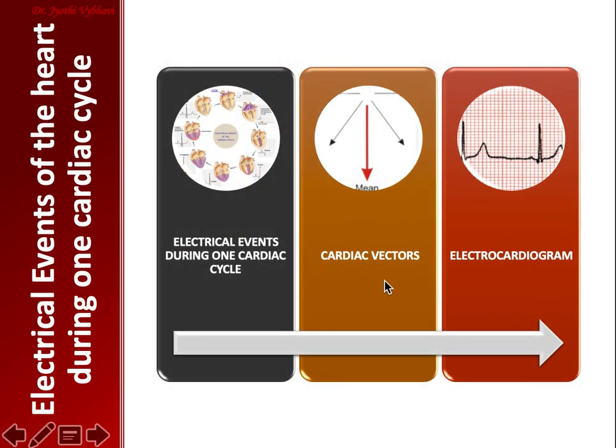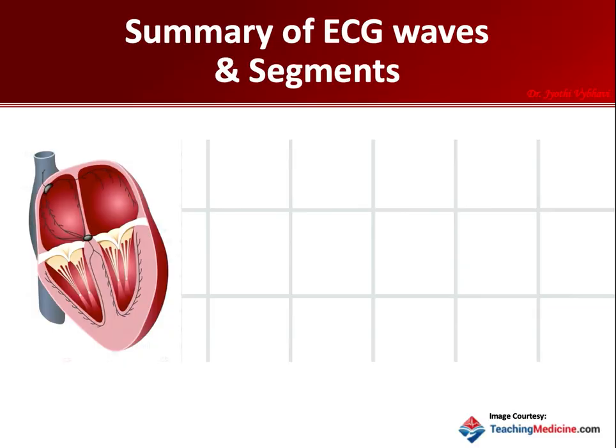So we have learnt everything. We learnt all the electrical events, we learnt how they are represented as vectors, and we also learned how they are represented on the ECG. We can summarize all the electrical events, vectors and ECG waves in one go. We can have a look at this animation.